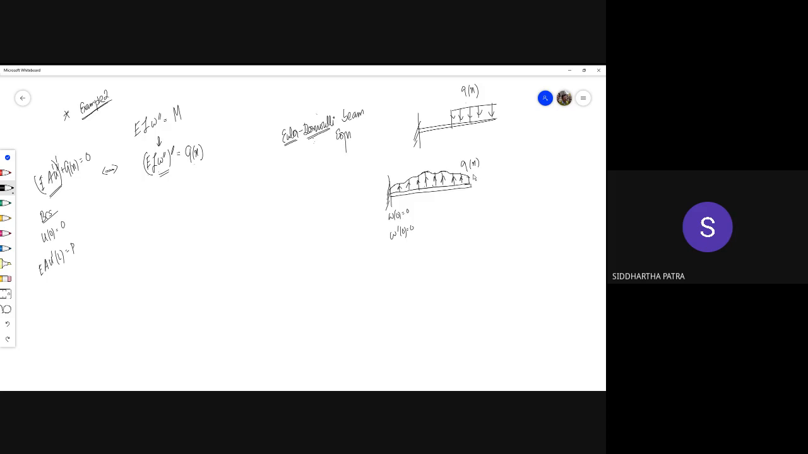So this is Q of x. I don't know how you are getting that upward force. Maybe someone is pushing it from below, but this is an arbitrary Q, and that Q can also take the form of this one right here. So it is partially loaded, okay, which basically means there is some sort of Q here, but that Q is zero.